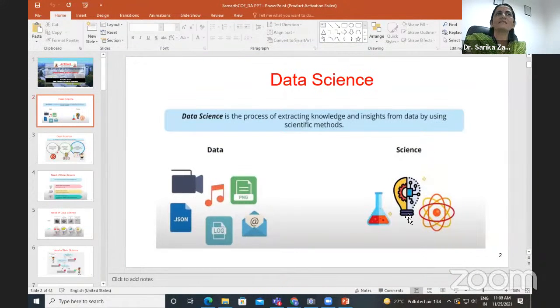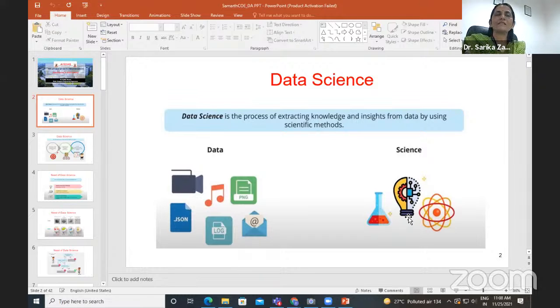What is data science? Whatever the student just replied about analytics, what she is saying is that the raw data we want to convert to a proper format, and we want to predict or analyze something out of that data, right? So data science is the process of extracting knowledge and insights from data by using scientific methods. Whatever definition we have here, data science is the process of extracting the knowledge and insights from the data.